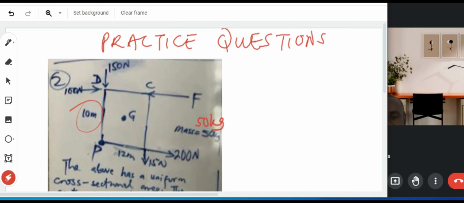10. If we're using 100 Newton, it will be 100 times the perpendicular distance, which is also 10. We discover that this 150 Newton will produce no moment, because it is exactly at the point of the pivot. Also, this 200 Newton will produce no moment, because it has no perpendicular distance in the vertical direction.